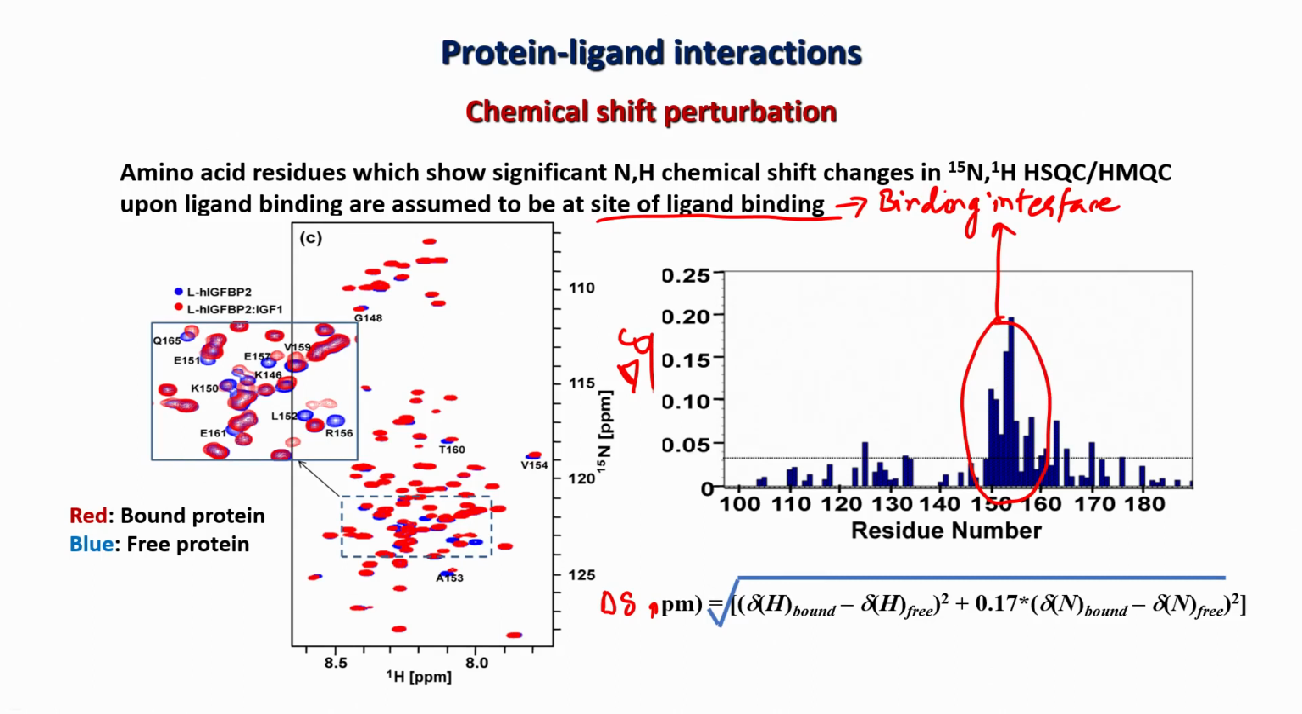You first record the HSQC spectrum of the N15 labeled protein alone, and once you have assigned the protein, you add the ligand to that sample. The ligand will now cause a change in the chemical shift if it is binding, and wherever the changes are taking place, that can be plotted graphically, and wherever there is a cluster, meaning a group of changes, that group is involved in the ligand binding interface.